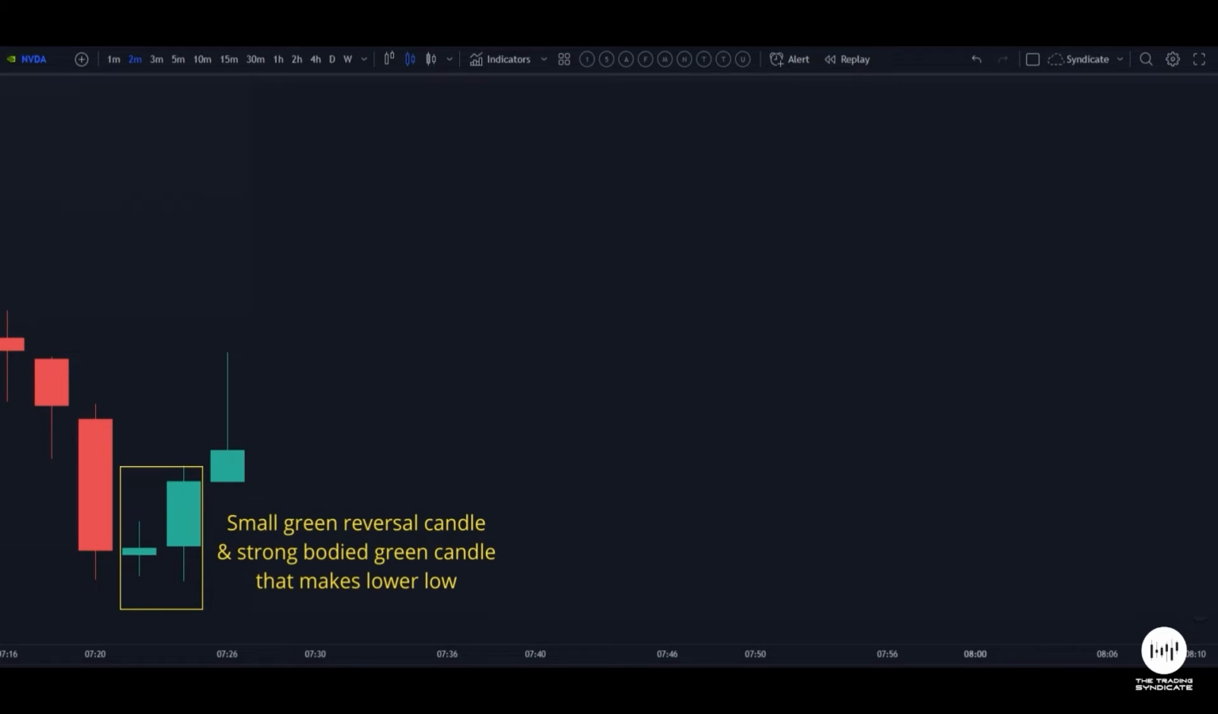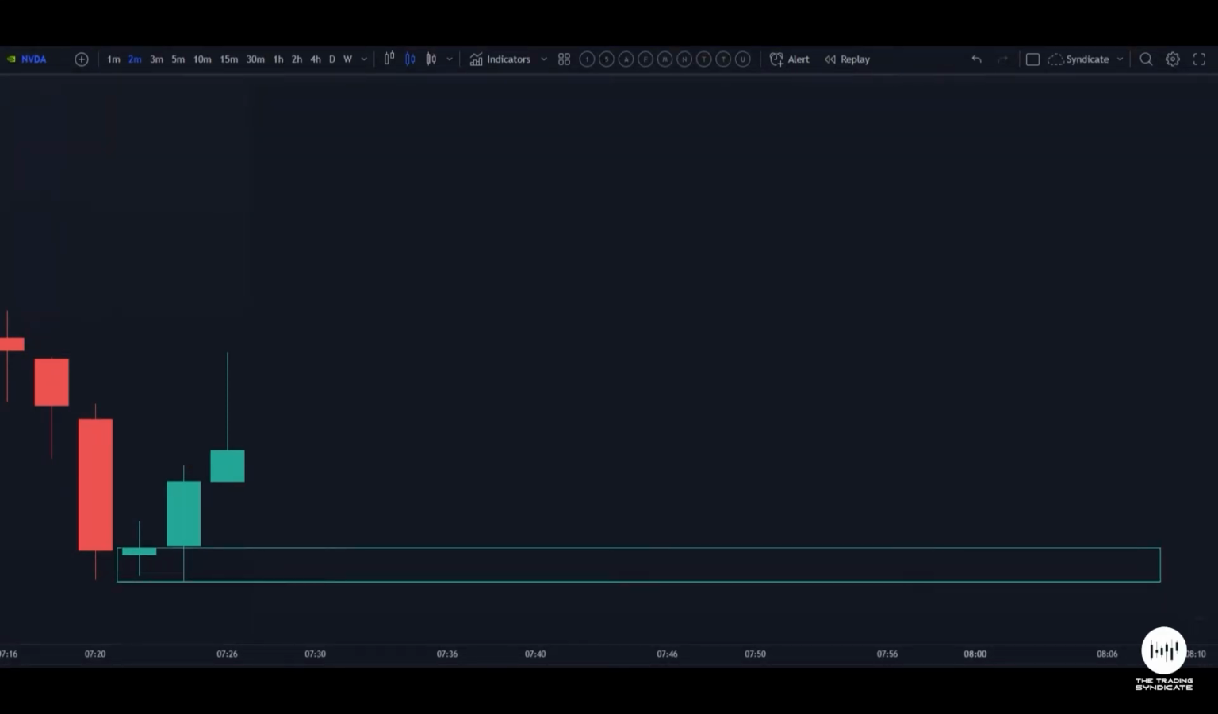But anyway, here's an example of a 2-minute chart where the second green candle makes a lower low than the green reversal candle. In this case, we would just use the low of the second candle to identify the demand zone.